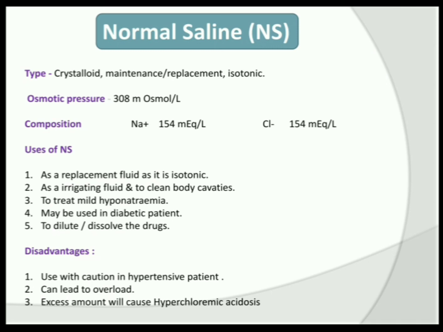But normal saline also carries certain disadvantages. It has sodium in high concentration, so we have to use it with caution in hypertensive patients. Normal saline can also lead to overload, and excess amount of normal saline can cause hyperchloremic acidosis.